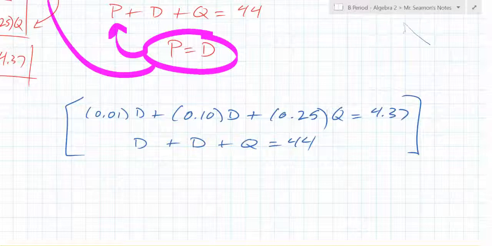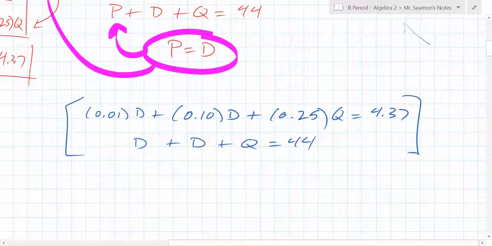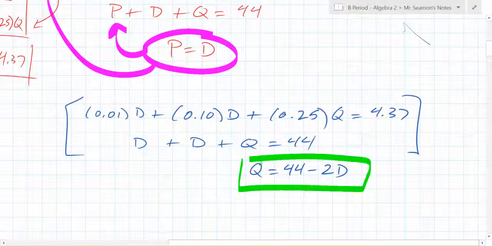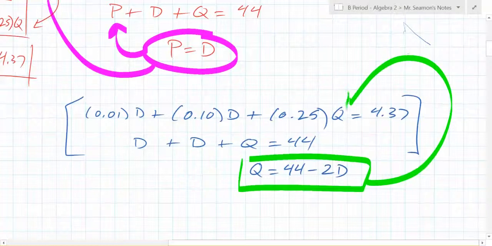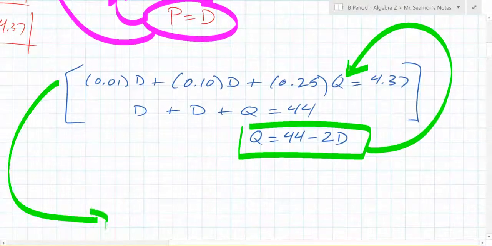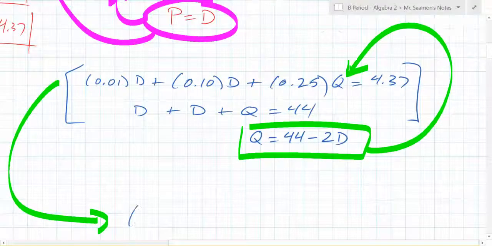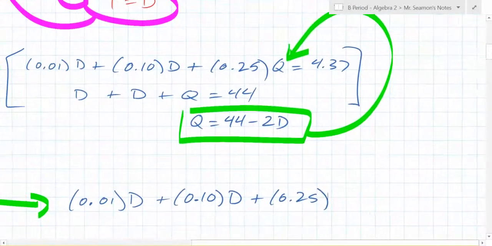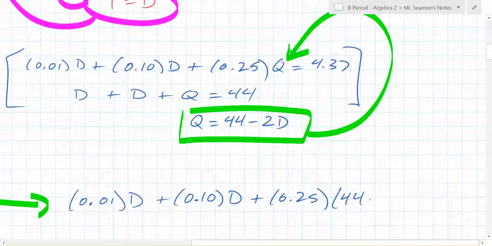D in the second. Actually, no. Let's do Q in the second, because what does Q equal? Q is going to be 44 minus 2D. So now, Gabby, what do I do? Now I can take this, and where do I put it? In for Q. And what do I end up with? I end up with 0.01D plus 0.10D plus 0.25, but instead of Q, what do I write? 44 minus 2D equals what?